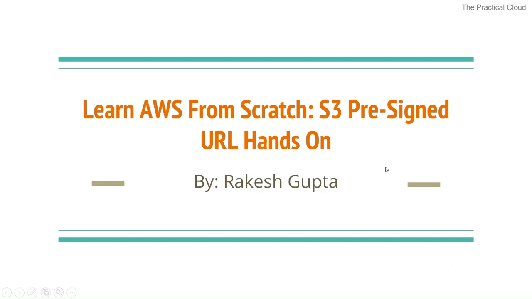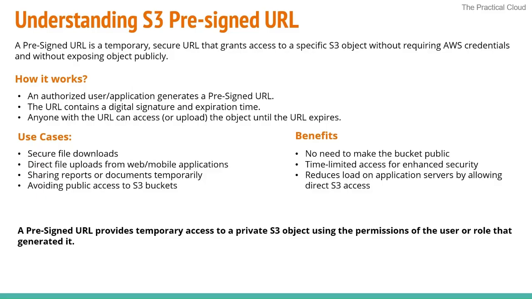Welcome back. In this session we'll learn S3 pre-signed URL. We will also do a quick hands-on as well. A pre-signed URL is a temporary secure URL that allows access to a specific S3 object without requiring AWS credentials. It is one of the most commonly used S3 features you will encounter in real-world applications.